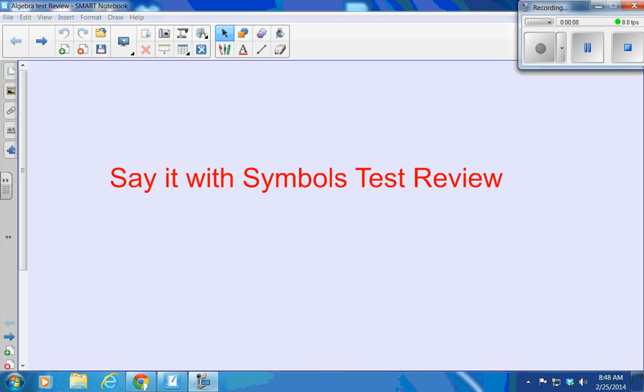This review is all algebra because that's most of your tests. So if you feel good on this, feel free to fast forward through parts you feel good on, but everything I go over in this will be on the test. So make sure that you can do everything, and as always, if you have any questions, let me know.